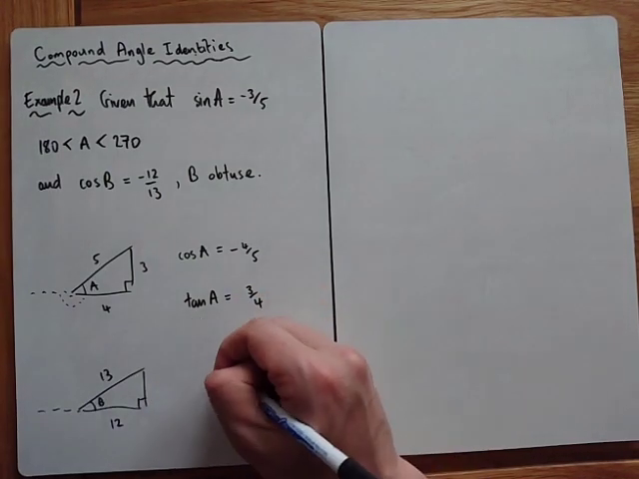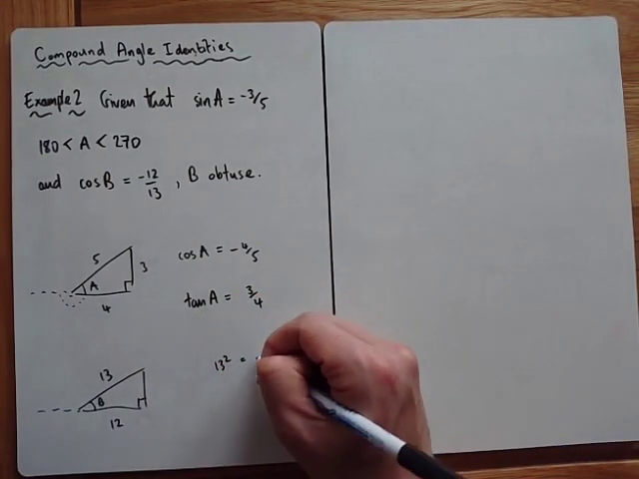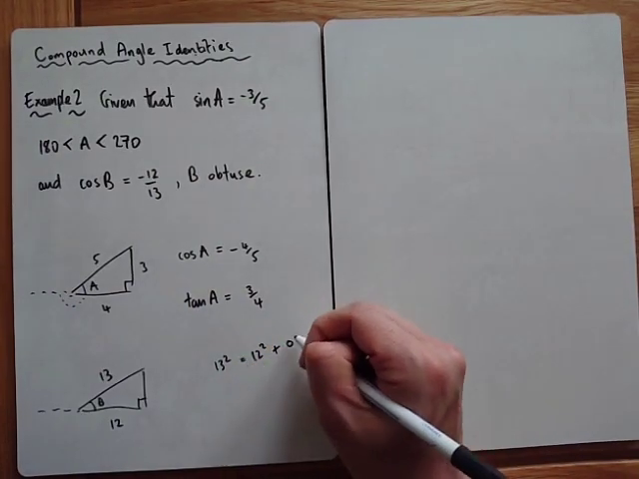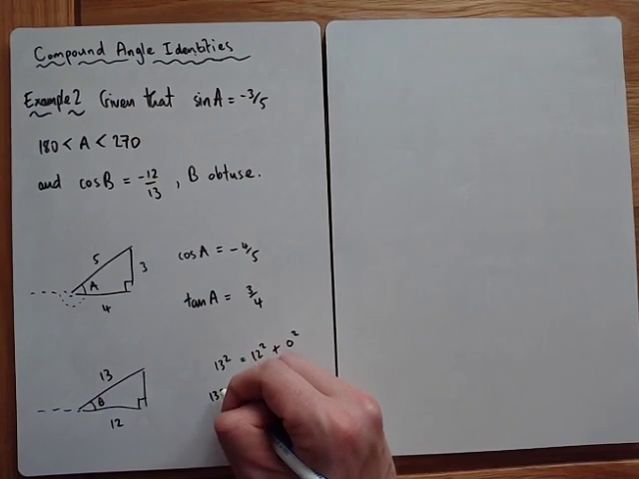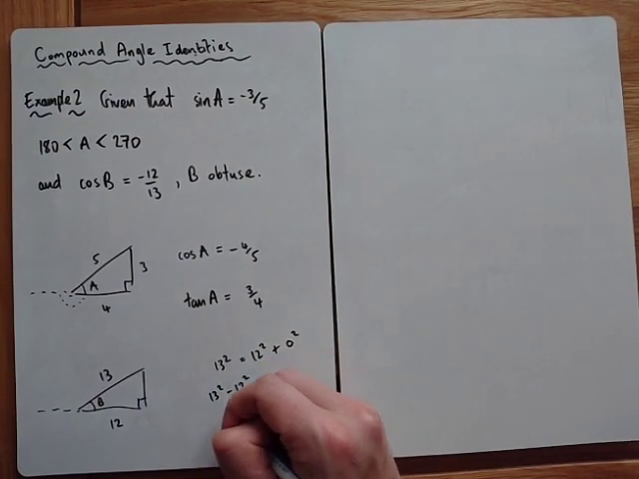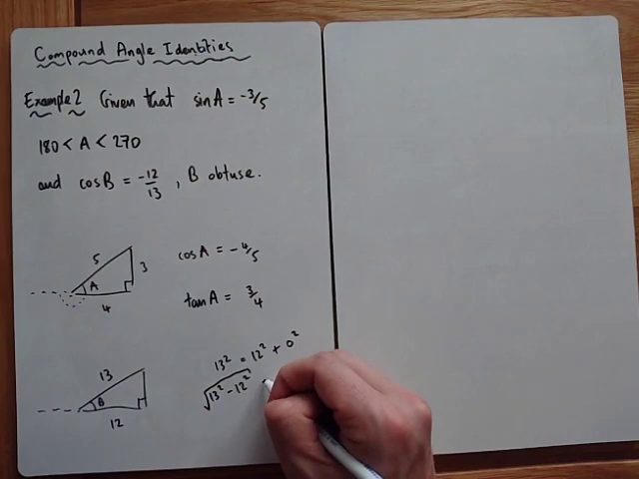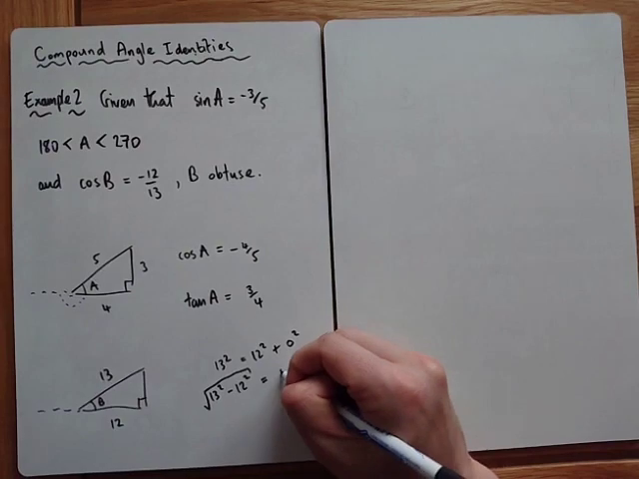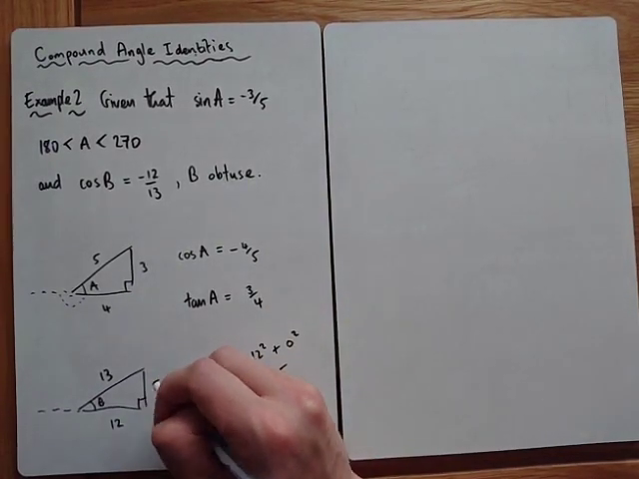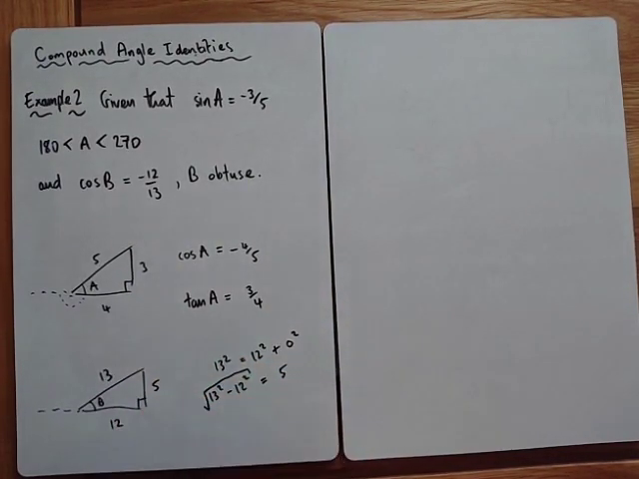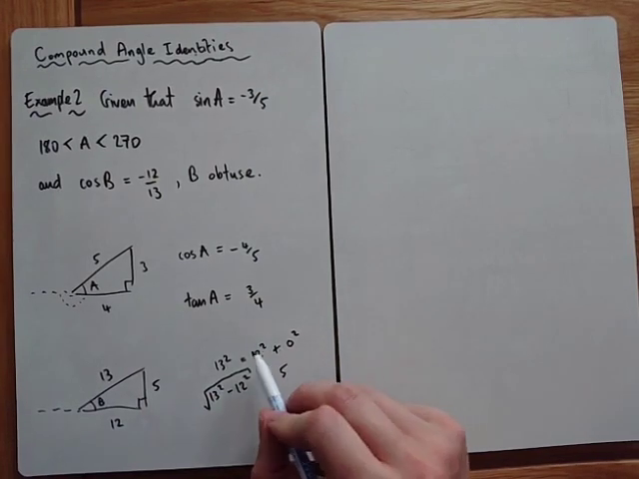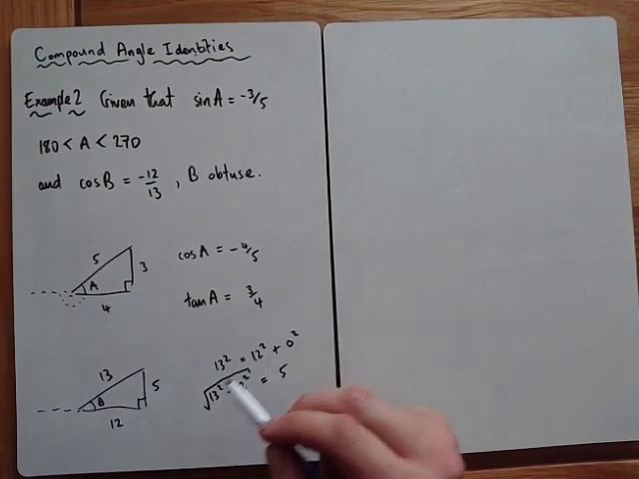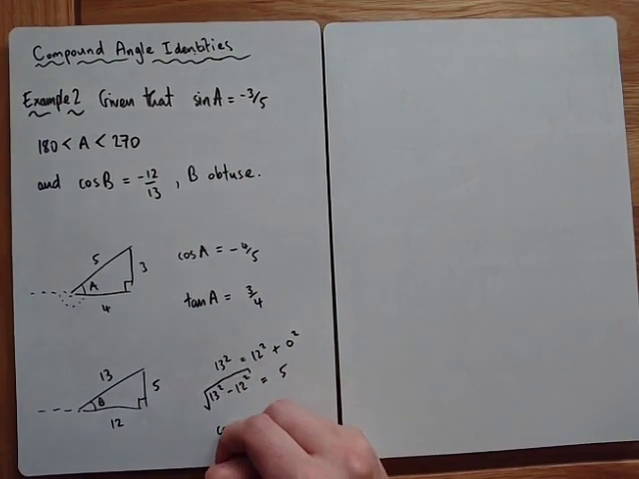Okay, we've got 13 squared would equal 12 squared plus, I'm going to call it O for opposite, squared. If you do 13 squared minus 12 squared and square root, then we end up with 5. A lot of you probably will have spotted that already. It's another Pythagorean triple, isn't it? 5, 12, 13. But don't worry if you didn't spot it, we can just use Pythagoras to figure out what it was.